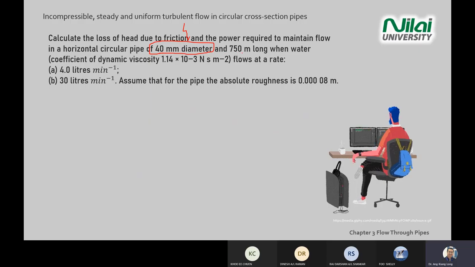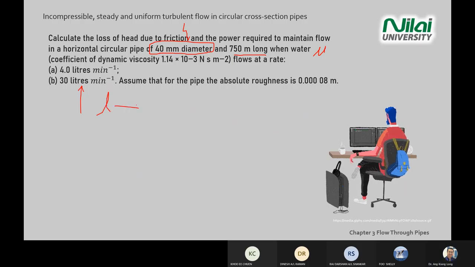Then you have a length of 750 meters. Dynamic viscosity is given. Sometimes we won't give you the symbol, but we will use wording instead. Dynamic viscosity is 1.4 × 10⁻³ Newton second per meter square. There are two flow rates given. One is 4 liter per minute, the other 30 meter per minute. So here it also tests you on how to convert liter to meter cube.